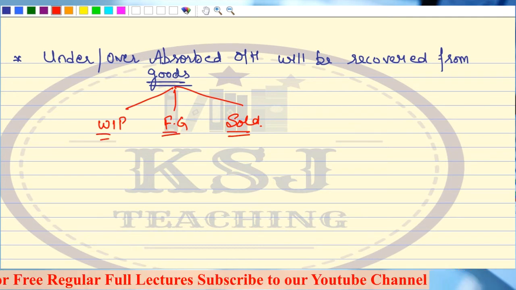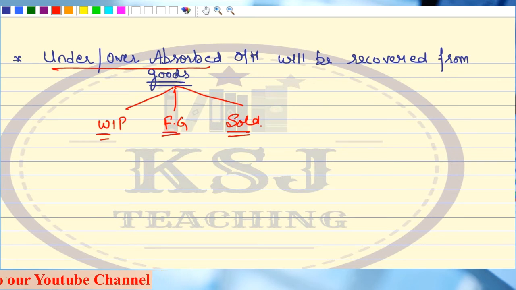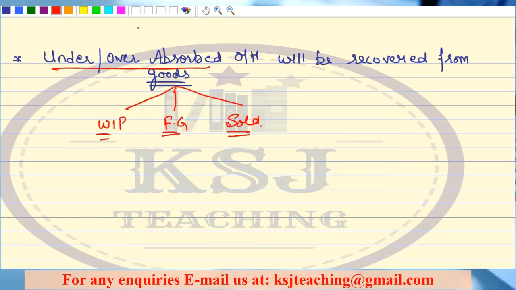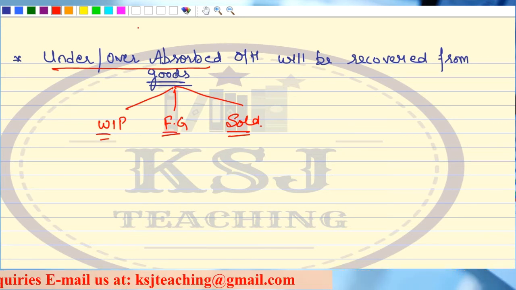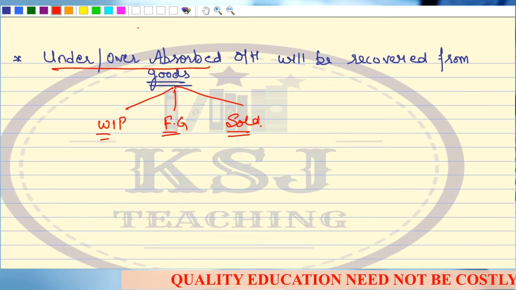Now, I want to recover these under or over absorbed overheads from these three goods. One is WIP, that is in the making. One is lying in my godown, that is my finished good. And one I have sold already. Now, it will come to your mind, sir, the goods which we have sold, how are we going to recover from that? Are we going to go to the customer and say, this is what was under absorption, please give us more money? Who is going to give you more money, sir? Nobody is going to give you the extra money, isn't it?